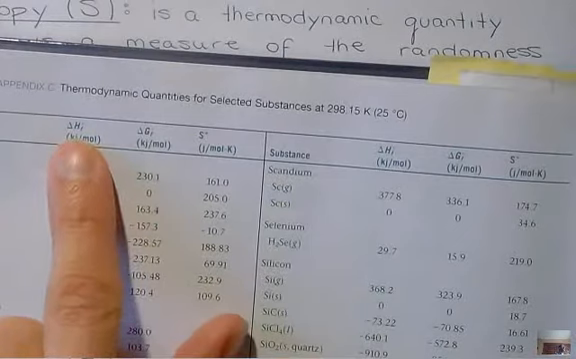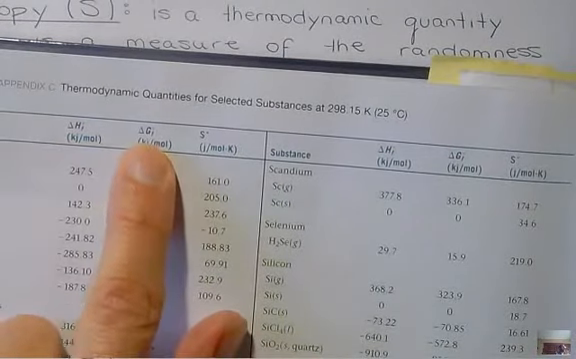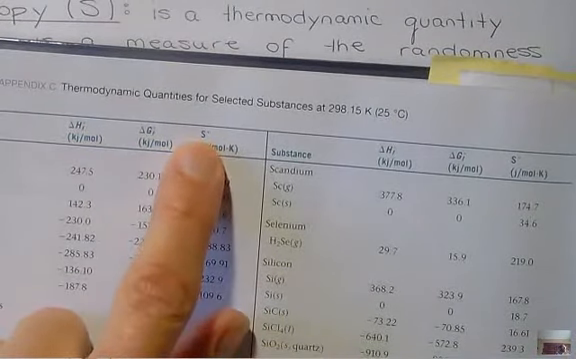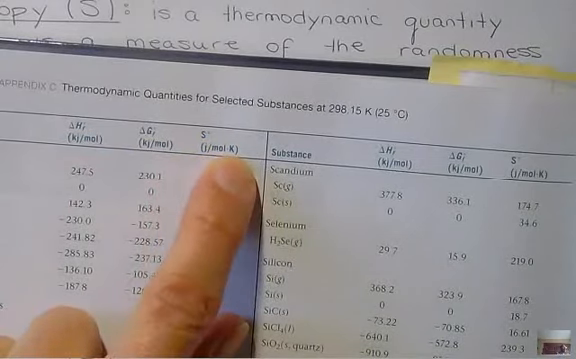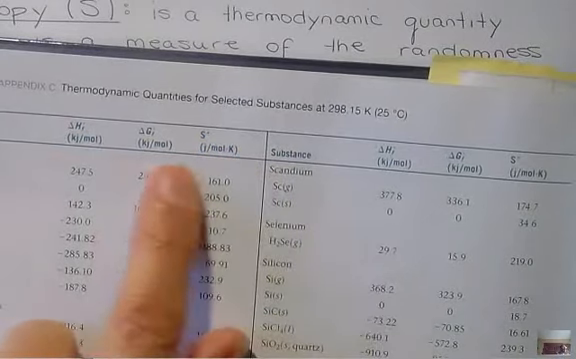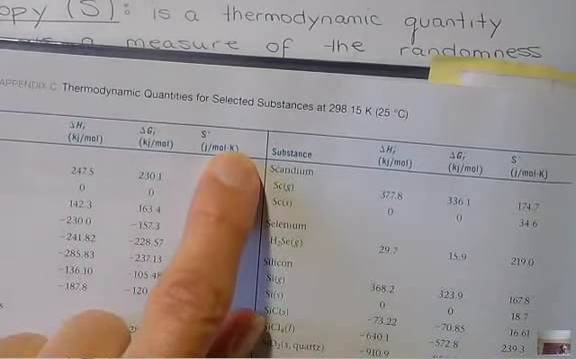These are delta H's of formation, delta G's of formation. S's are not going to be listed as formation. They're going to be listed just in joules per mole Kelvin. So they're the only one of the three that's got Kelvin in the denominator.